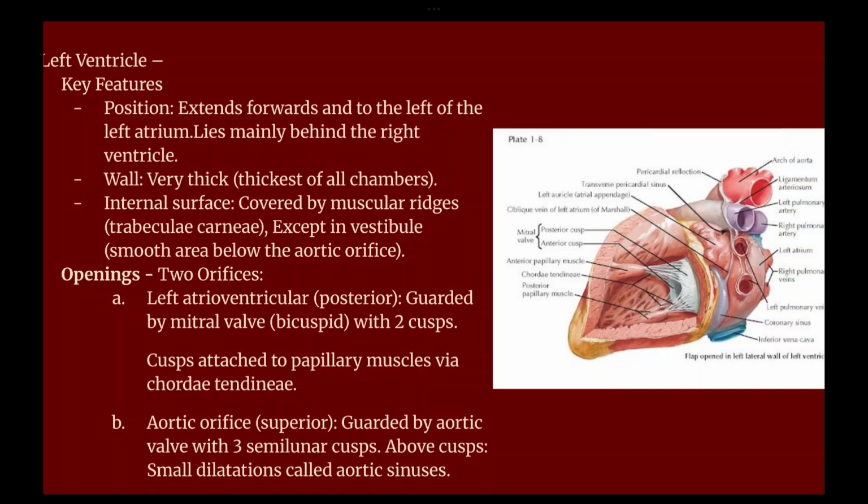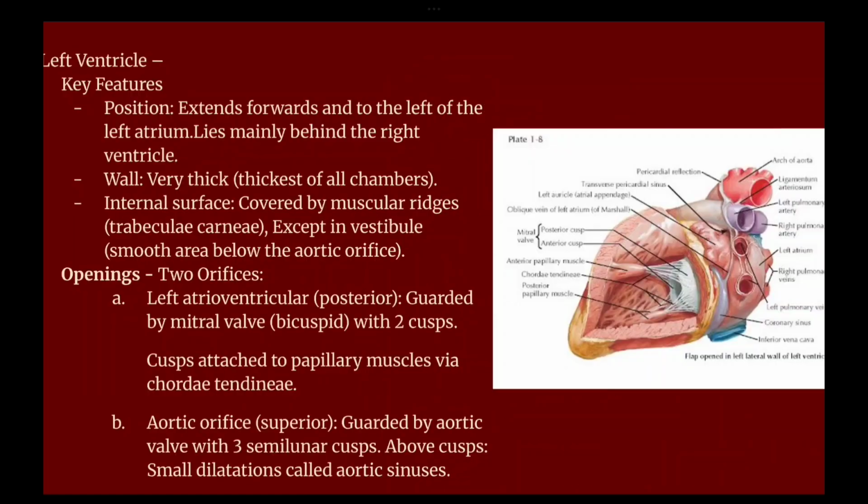Now these cusps again are attached to the papillary muscles by chordae tendineae in a similar way as we saw in the right ventricle. Here the aortic orifice is superior and is guarded by the aortic valve with three semilunar cusps. Above the cusps are small dilatations called the aortic sinuses.